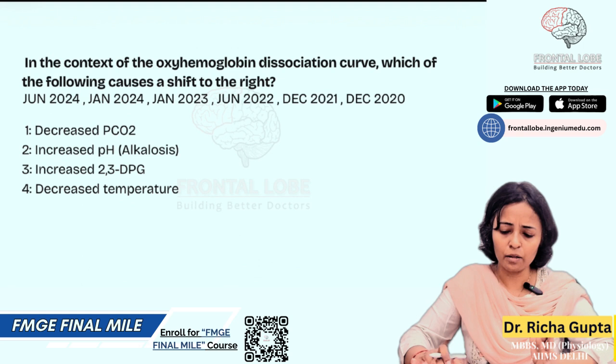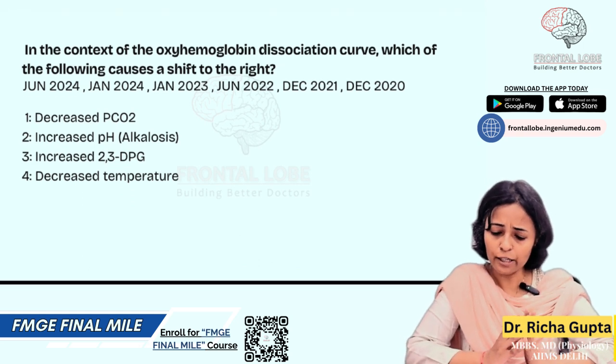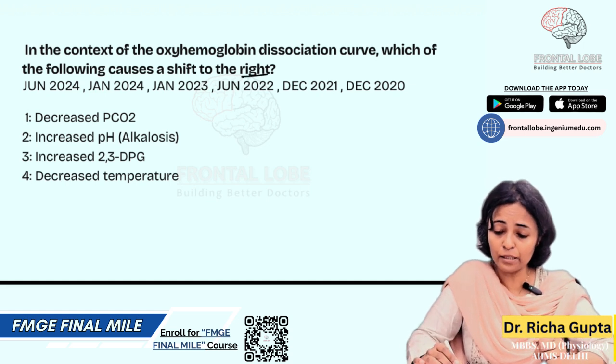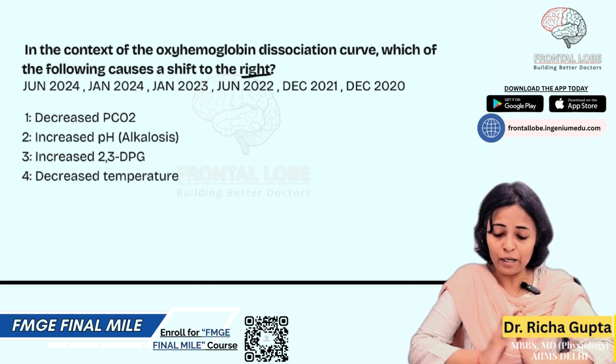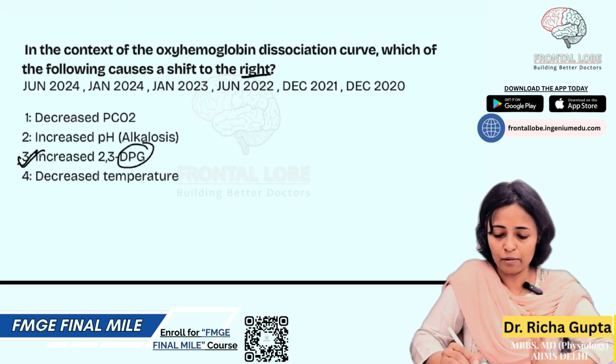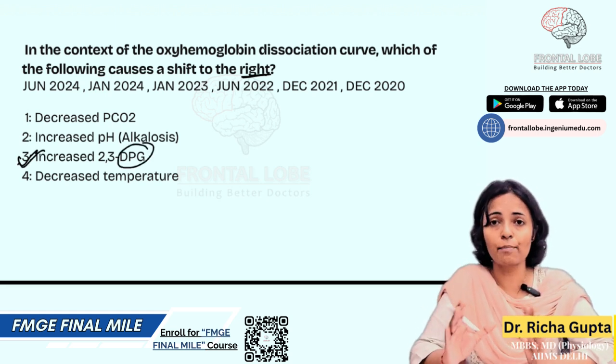Okay, let us see our question. In the context of oxyhemoglobin dissociation curve, which of the following causes a shift to the right? Okay, now you can easily tell. Well, it is increase in 2,3 DPG, that we have told 2,3 BPG. It is same as 2,3 DPG.